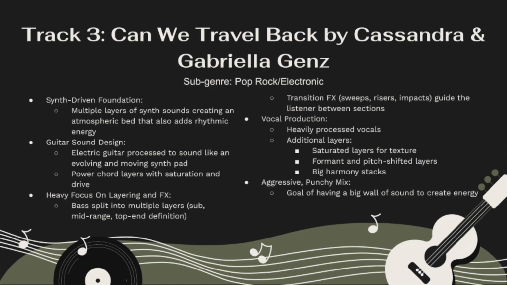The third track, Can We Travel Back, was also co-written with Cassandra. It's a pop rock electronic track with layered synths, saturated electric guitars, and electronic drums. One guitar acts like a synth pad, and the bass is split into multiple layers for texture. Vocal production here was key, using harmony stacks, formant and pitch shifting, and heavy saturation for texture. There are also transitional effects that help the song flow from section to section.